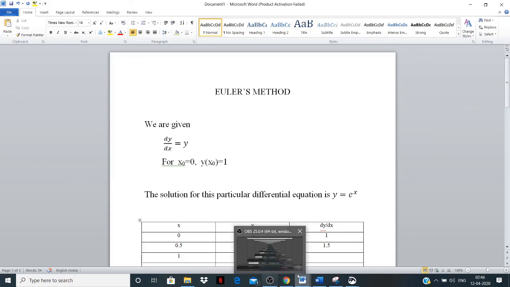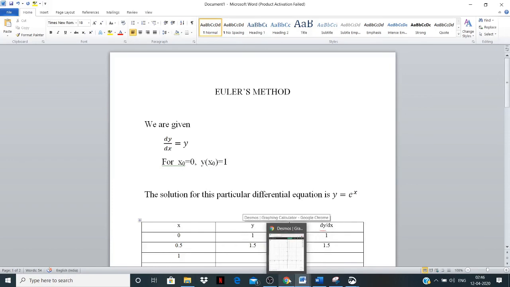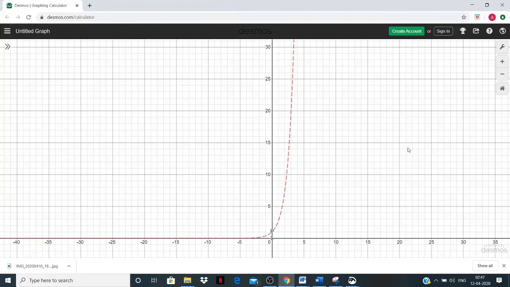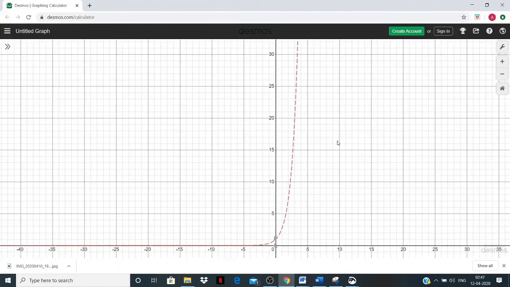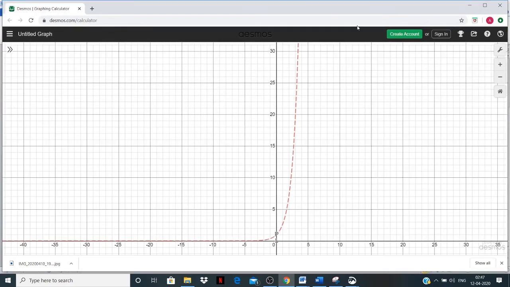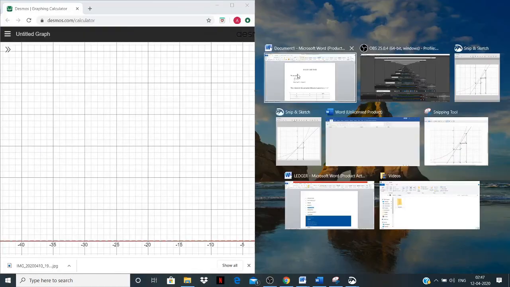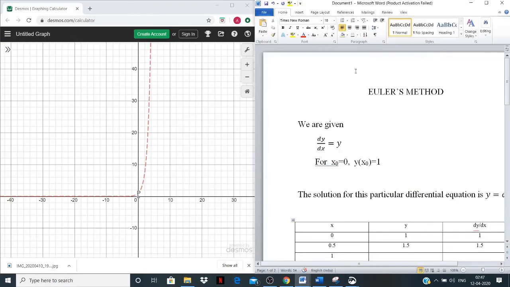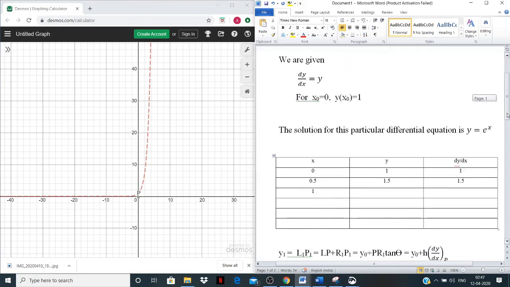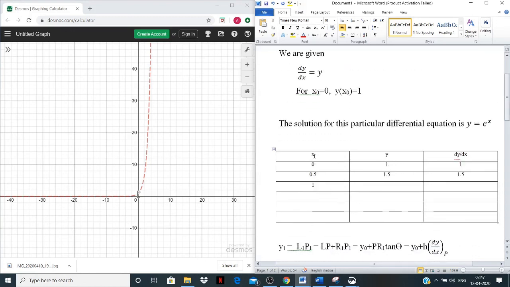First of all, let us see what the graph of y is equal to e to the power x looks like. So here's a graph for y is equal to e to the power of x. Now we'll start with the problem. We have to find the solution of this question with the help of Euler's method. I have made a table over here, with three columns with the values x, y and dy by dx.